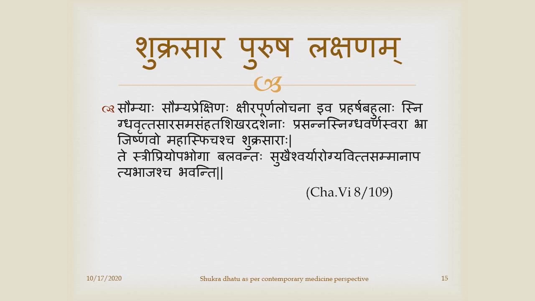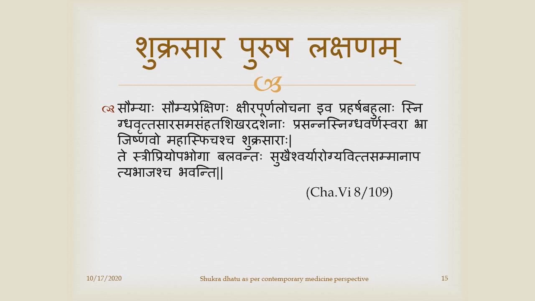Saumyaha Saumya Prekshinaha Kshira Purna Lojana Iva Praharsha Bahula Snigdha Vritta Sara Sama Samhata Shikara Dashanaha Prasanna Snigdha Varna Swara Phrajishnu Mahaspijasya Shukrasaraha Te Stri Priyova Bhoga Balavanda Sukha Aishwarya Arogya Vitta Sammana Apatya Bhajasya Bhavandi.